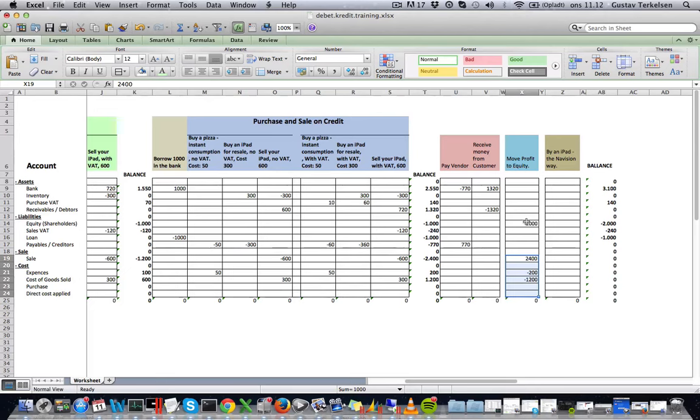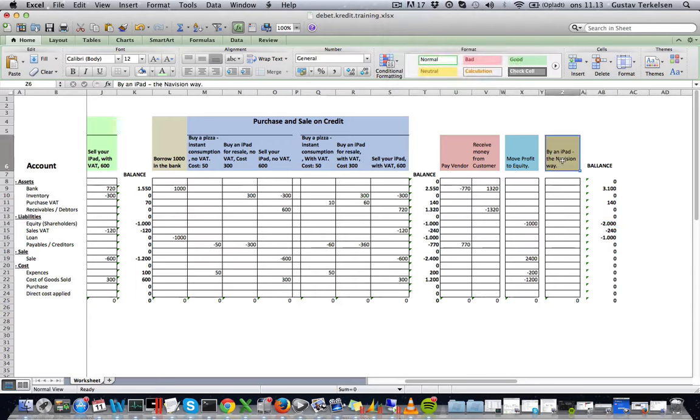But this more explicitly tells us now that the shareholders own a value of $2,000 in the company, and it also prepares our profit and loss accounts for the next year, so that we can start fresh with zero all the way down here.